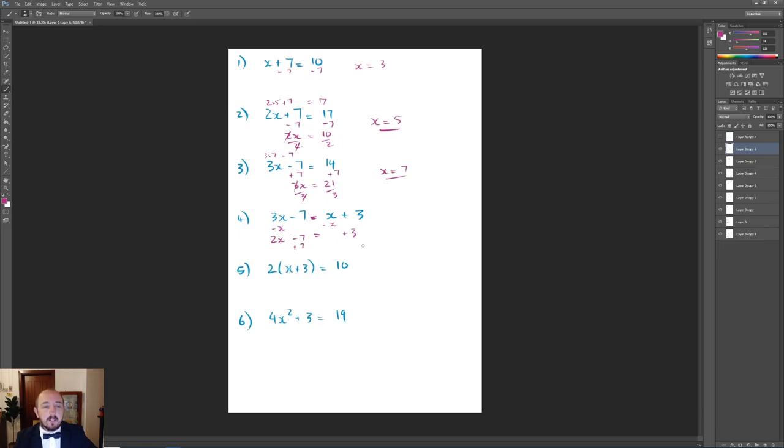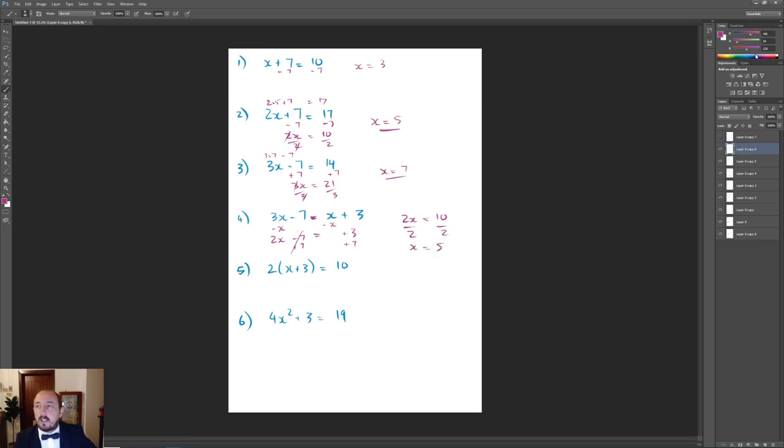So we're going to add 7 to both sides and we get 2x. The minus 7 and the plus 7 cancel, and on the right side we have 3 plus 7, which is 10. We're going to divide both sides by 2, and we get x equals 5.